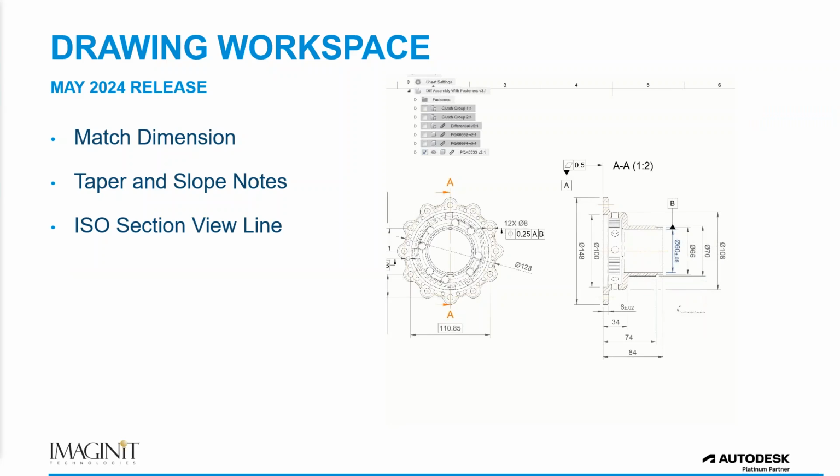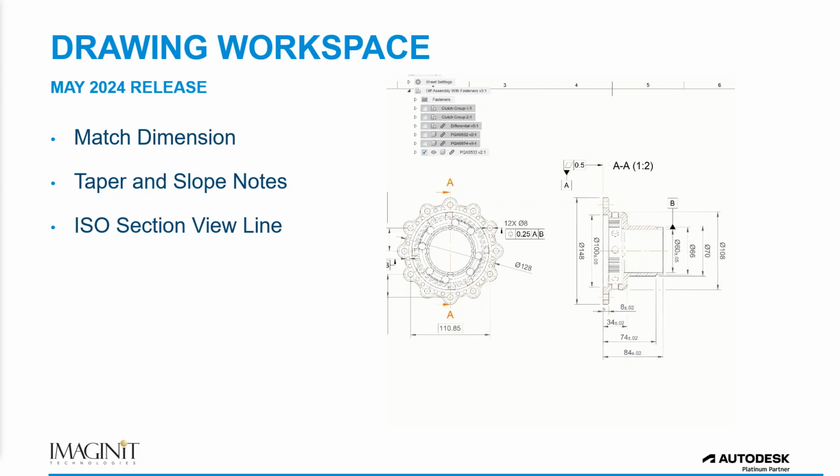All right, moving on to the drawing workspace for the May release. Three things I wanted to mention here. The first is match dimension. So match dimension is an interesting one. If you have a dimension on your print that has a different set of tolerances than everyone else, and you want to copy that particular set of tolerances elsewhere, you can use the match dimension tool. This is a lot like the format painter from Microsoft Office. So essentially you pick a dimension that you want to propagate its properties to other places, and you use the match dimension tool to drive it other places.